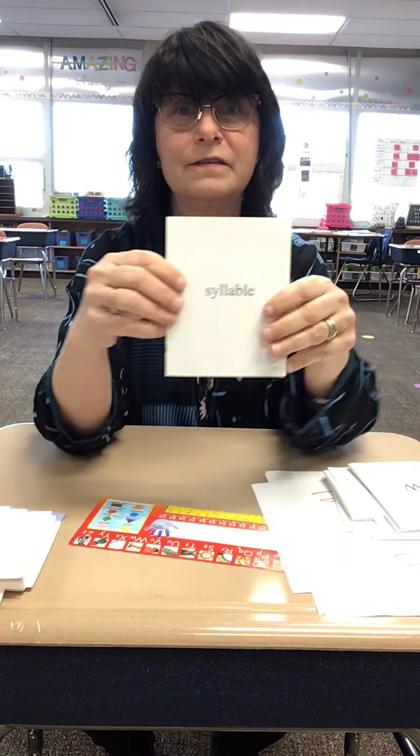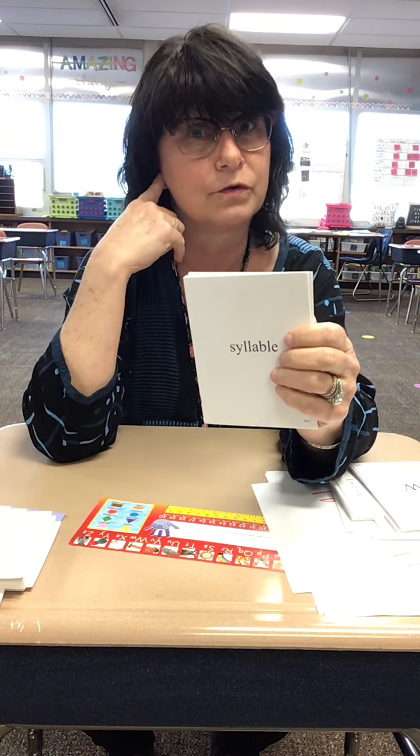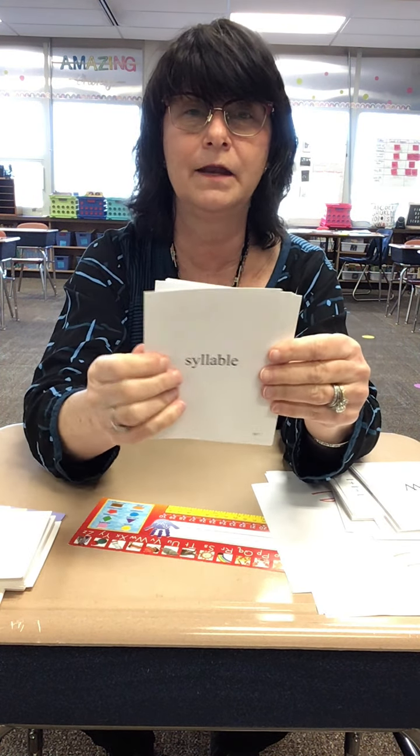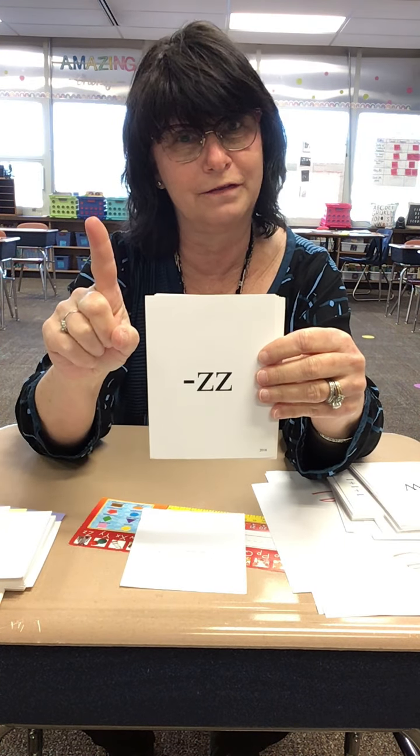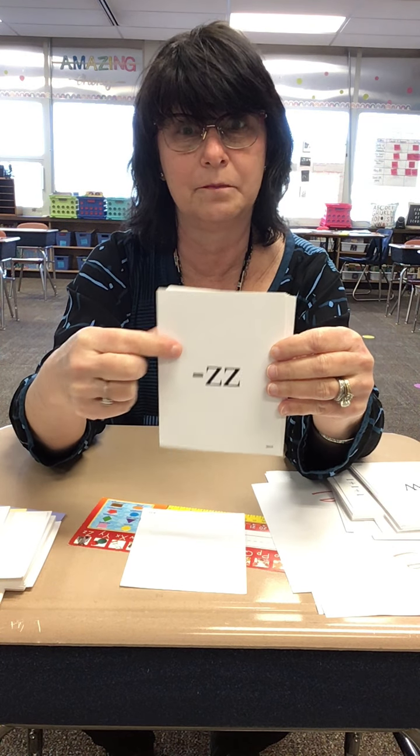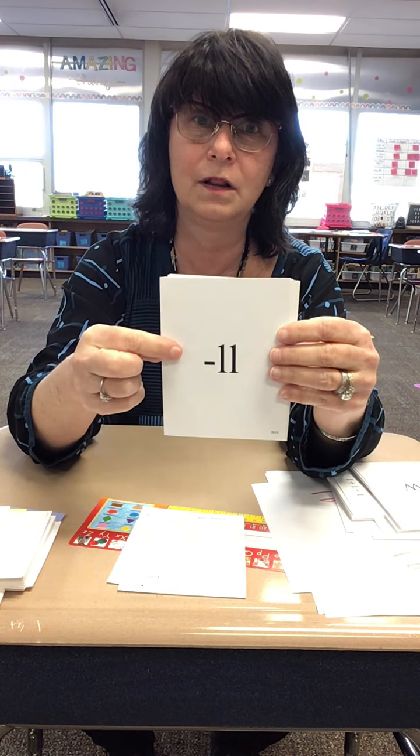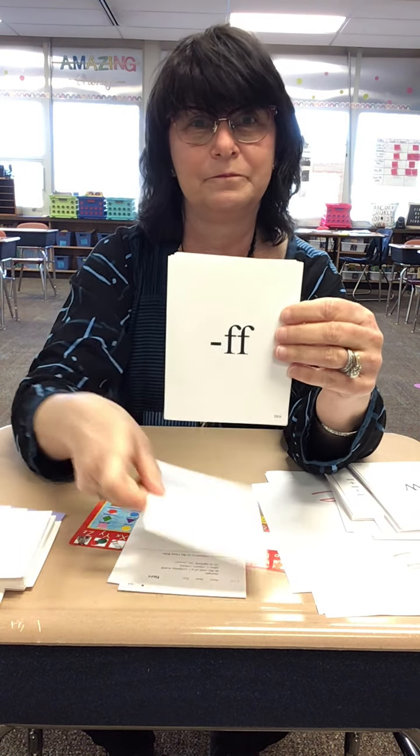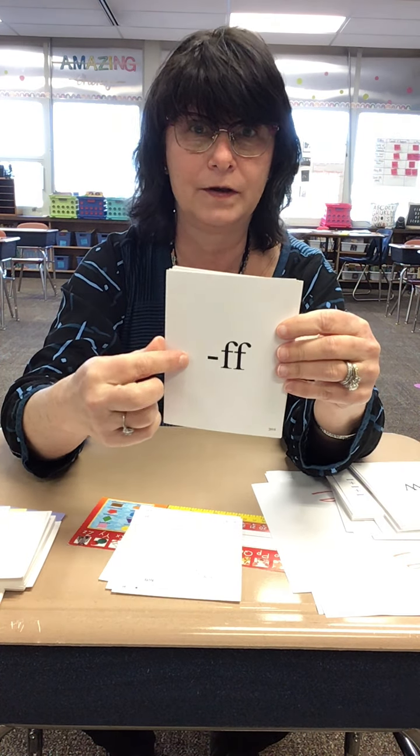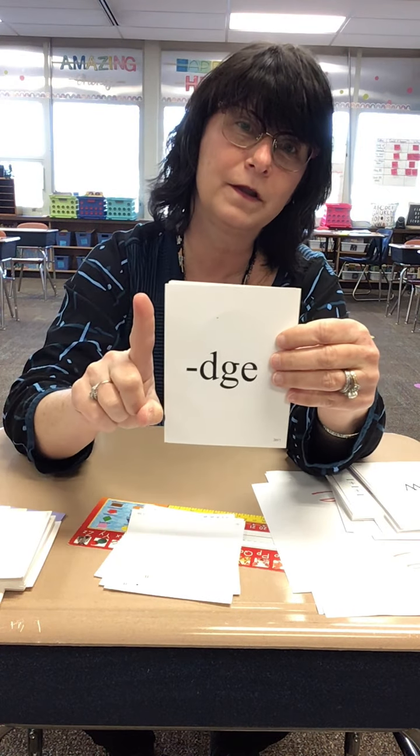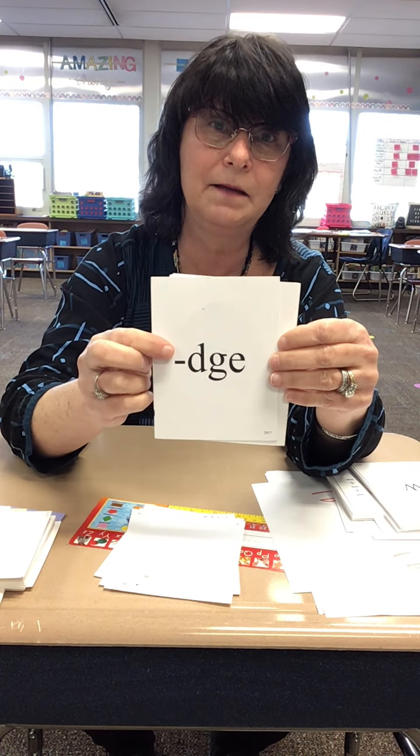All right. A syllable is a word or part of a word with only one vowel sound. And you can say these with me. At the end of a one-syllable word, after one short vowel, Z is spelled ZZ. L is spelled LL. F is spelled FF. J is spelled DGE.